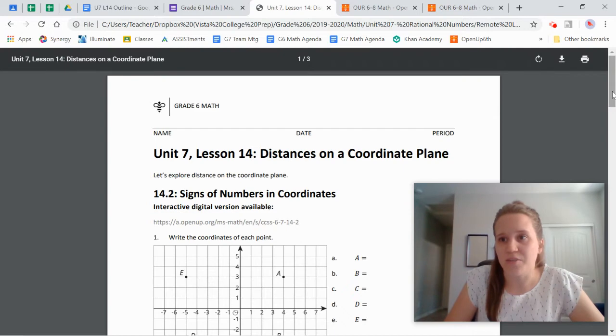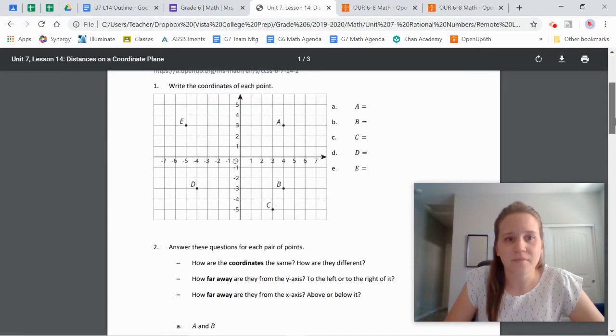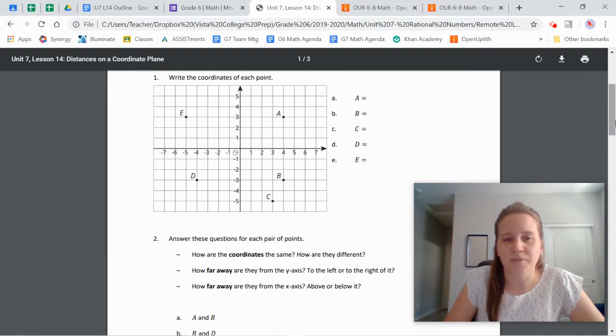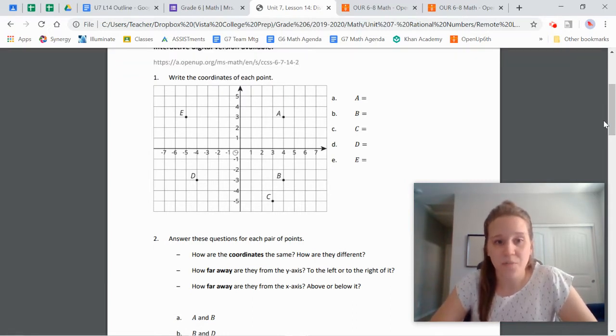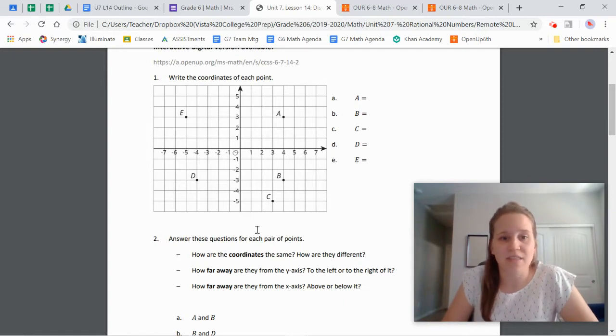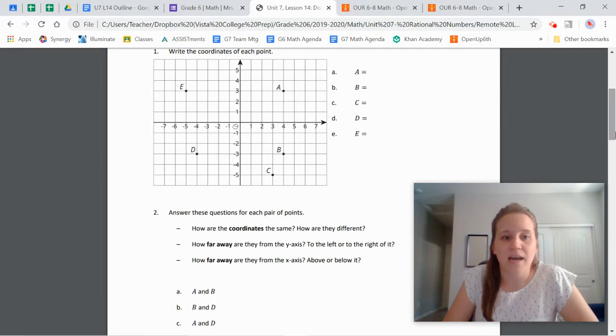So what I want you to do is take a look at these instructions for question 1 and 2. The instructions are to, number 1, write the coordinates of each point, and number 2, answer these questions for each pair of points, and those are listed here below. So for A and B, answer these 3 questions. For B and D, answer these 3 questions, and for A and D, answer these 3 questions, okay?